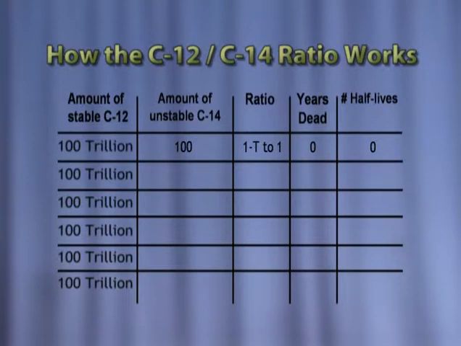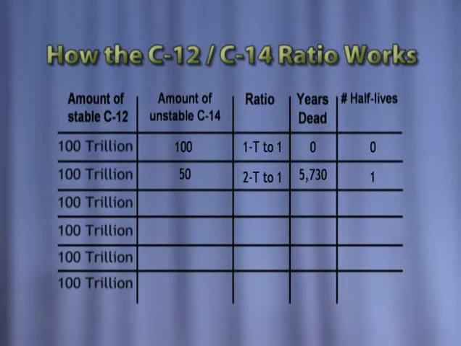But let's take a second one. We find 100 trillion carbon-12 atoms. Again, that's what we'll find in every case. But we only find 50 carbon-14 atoms. That gives us a ratio of 2 trillion to 1. That means 1 half-life has expired, and it's been dead about 5,730 years. That's how this ratio helps us understand the dating.